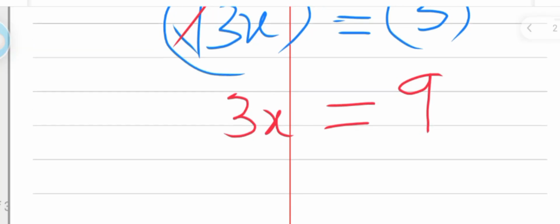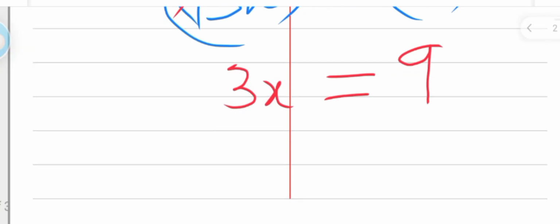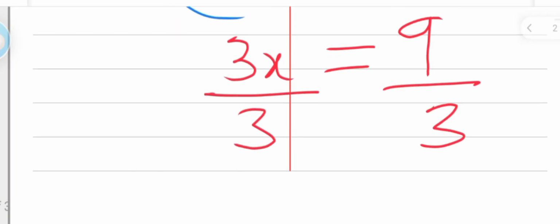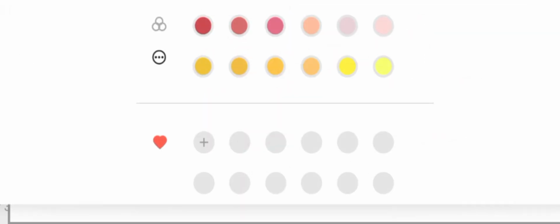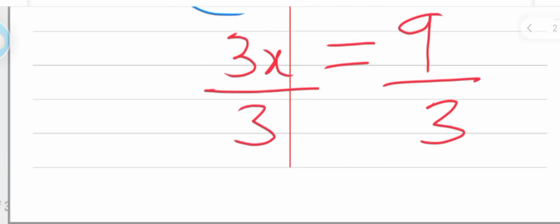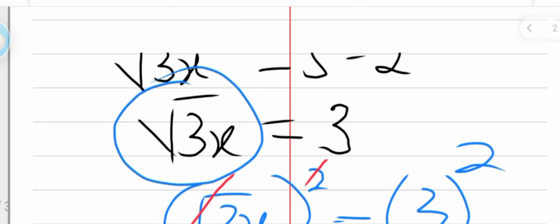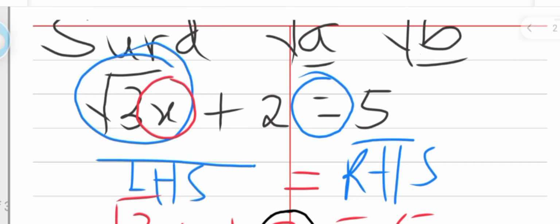Remember, we are still looking for x, so in view of that, we have to divide both sides by 3. We divide the left hand side by 3, the right hand side by 3. So on the left hand side, the 3 takes care of this 3. Then we will be left with x being equal to 9 over 3, which gives us 3. So it means that the value for x for the right hand side to be equal to the left hand side in the equation that we were given earlier is 3.